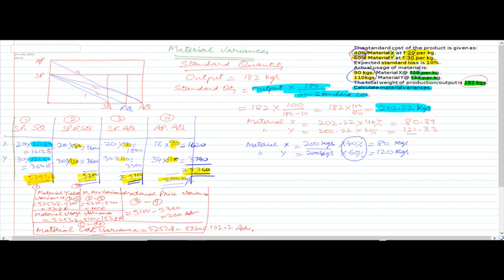All these calculations are to be based on the calculation of 4 lines, and the 4 lines are standard price into standard quantity, then is standard price into revised standard quantity. Third line is standard price into actual quantity, and fourth one is actual price into actual quantity. In this way, the material variances are to be calculated.